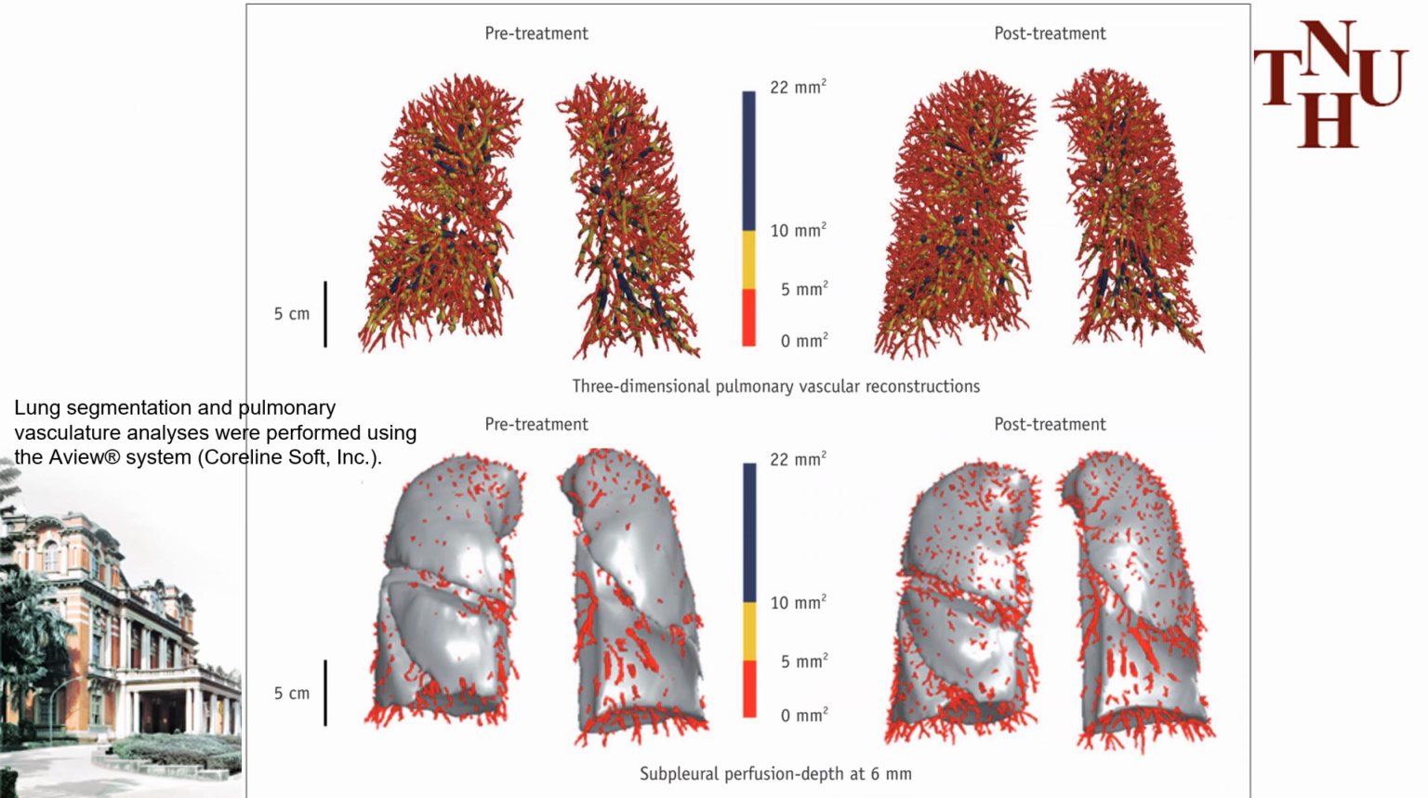3D pulmonary vasculature reconstruction shows vascular pruning before the treatment. That is the reduction in the volume of peripheral small vessels. And after 12 months Riociguat treatment, the peripheral perfusion increased and the vascular pruning improved. And the patient's mean pulmonary artery pressure decreased from 44 mmHg to 34.